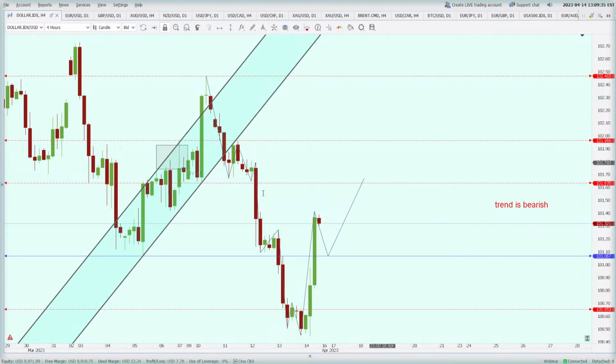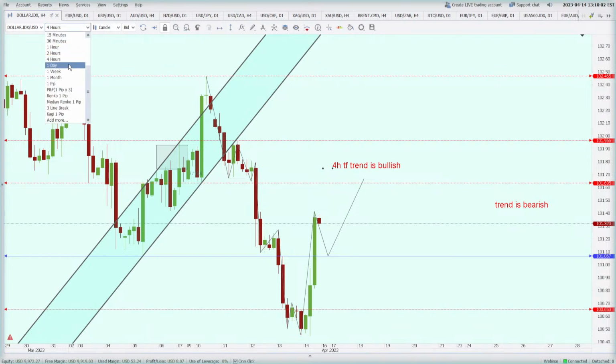4-hour time frame trend is bearish. Okay, no, sorry, bullish. I will say bullish now. Why? I will tell you, bullish, because just now we have broken the previous high. If we break previous high, it is a buy mode. If we break previous low, it is a sell mode. Okay, so on 4-hour time frame, we are bullish.